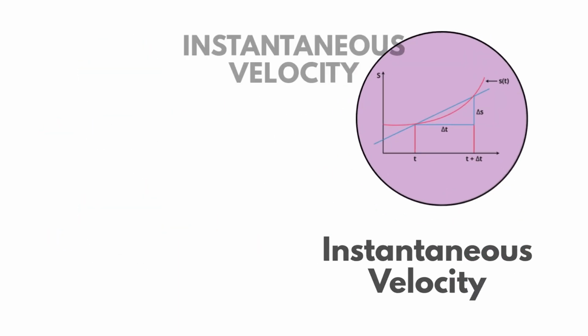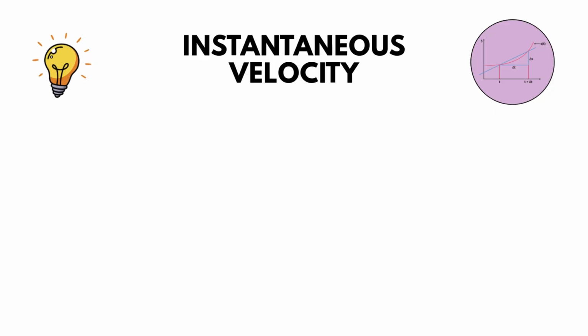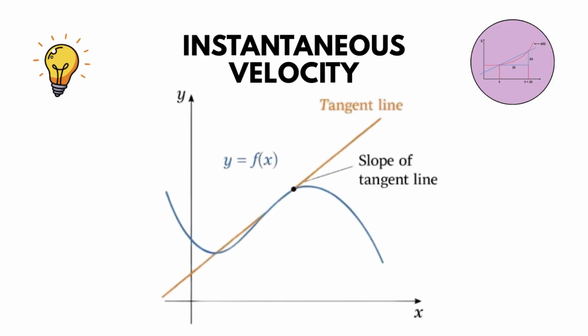Instantaneous velocity. Think of it as velocity at one exact moment. On a graph, it's the slope of the tangent line to the position curve at that point. That's calculus in action, but on the MCAT, it usually shows up as reading graphs correctly.